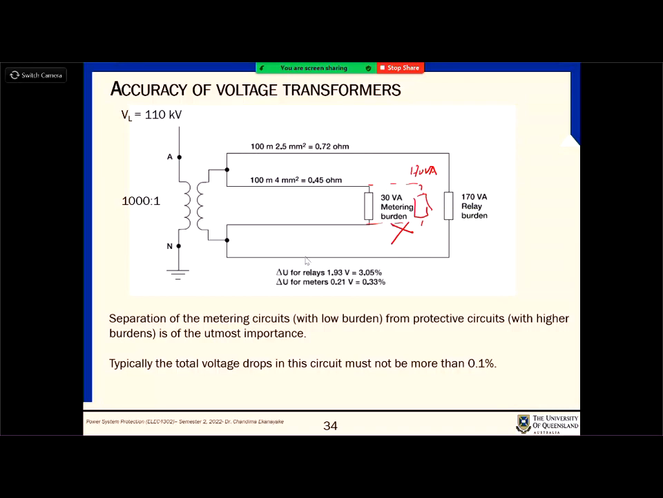Yeah, in this one, you can see, this is just an example, right? Forget about these drop percentages, compared to this one it is very high, right? But then you can see that for the relay, this is about 3.05% voltage drop. For the metering, it is only 0.33. So see the difference.